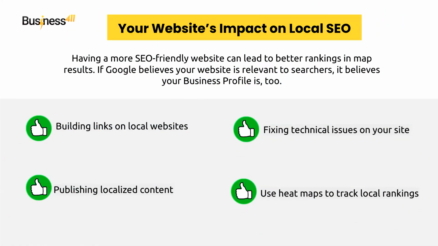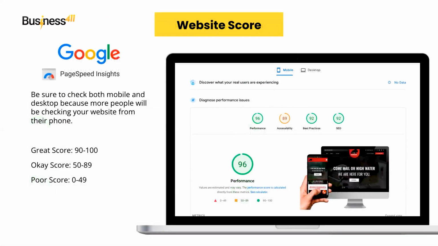Also, you want to publish localized content. You want your content marketing strategy to be relevant to the services you offer and to what areas you offer them. Content is becoming more and more important due to the competitive landscape and the need for education online. So make sure you provide valuable content and educate your customers. Last, you're going to want to use heat maps to track local rankings, which I'm going to show you in this presentation today.